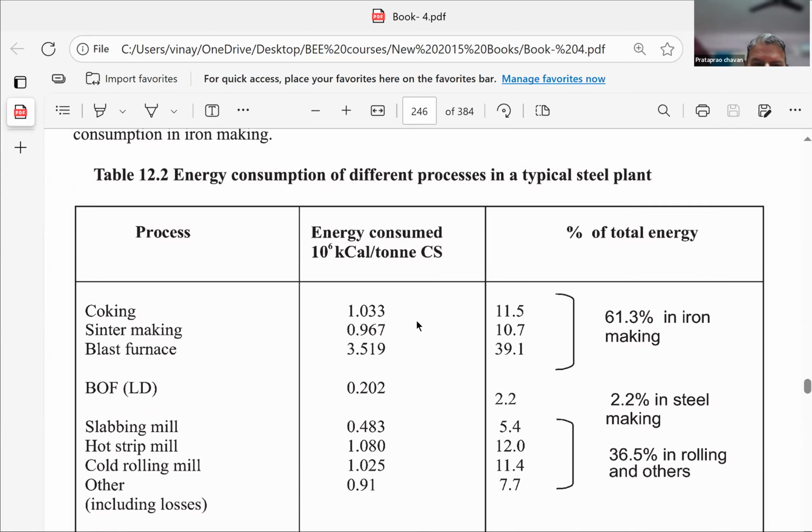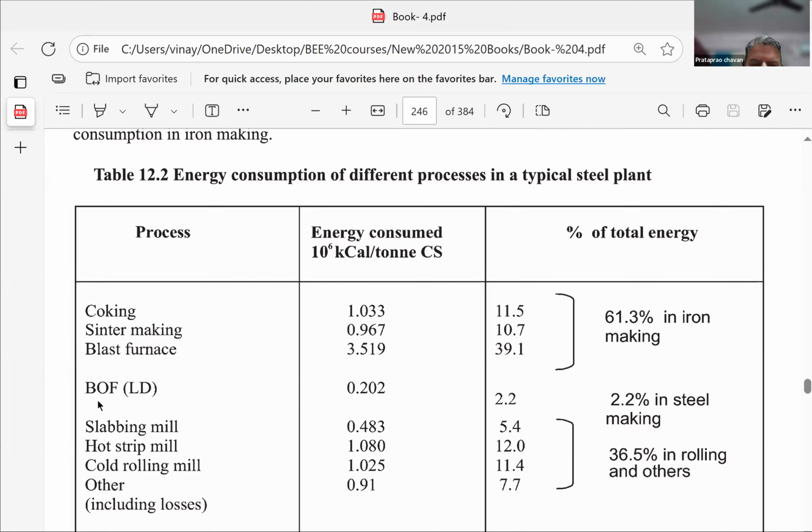So, what he has given here is the energy consumed in 10 raised to 6 kilocalories, that is giga calories per ton of crude steel. This is the total energy and this is the percentage. Coking uses about 11%. Then sintering and the blast furnace. So these three processes together account for 61.3% of the total energy used.